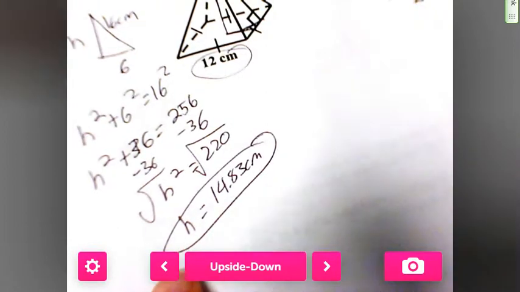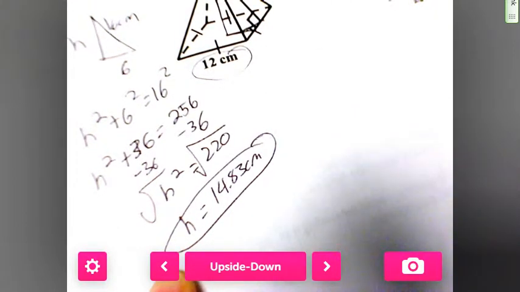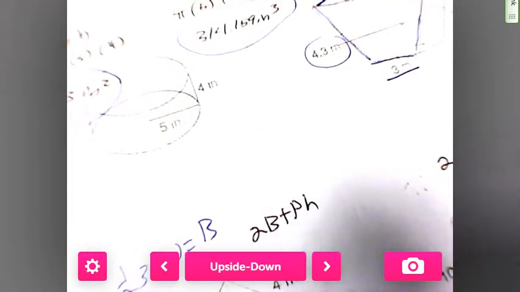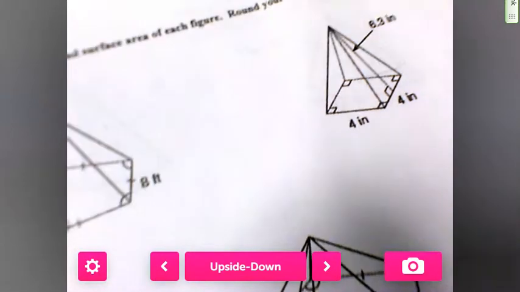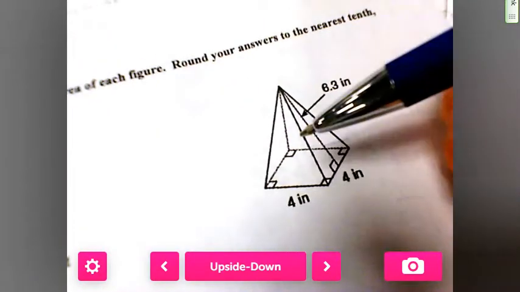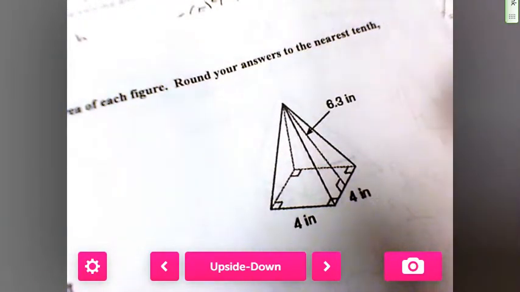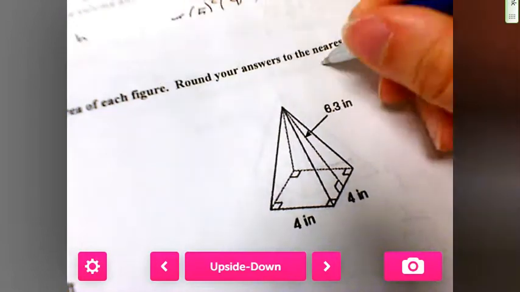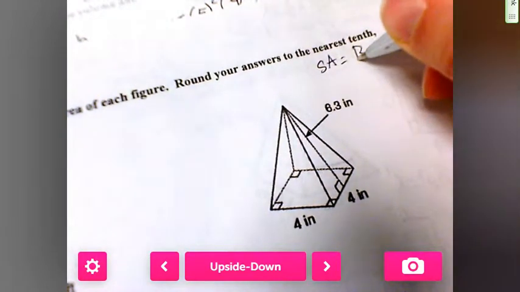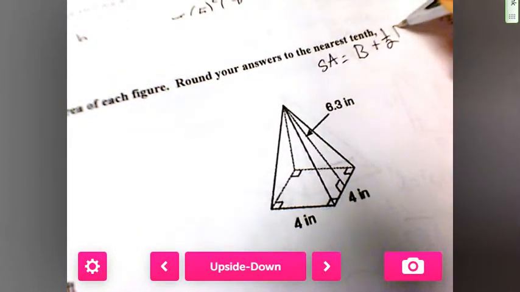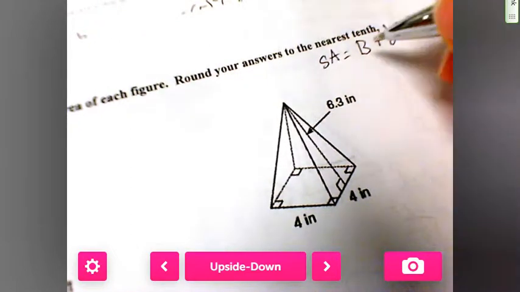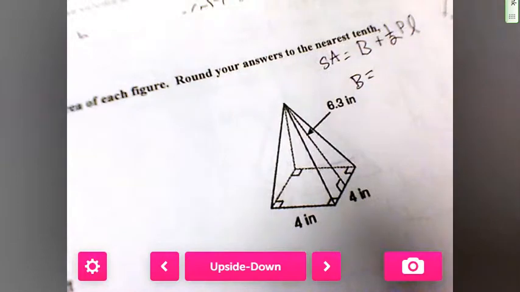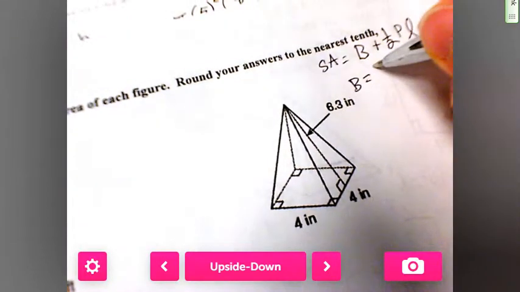Okay, let's turn it over. Okay, I'm going to do 3 on the back. I'm going to start with this one right here, this square base pyramid. Okay, we need to find the surface area and the volume. So what do we want to find first? Surface area? Okay, surface area, remember, is the area of the base plus 1/2 the perimeter times the slant height. Okay? So we've got area of the base. What's the area of the base of this pyramid? 16, right? 4 times 4.